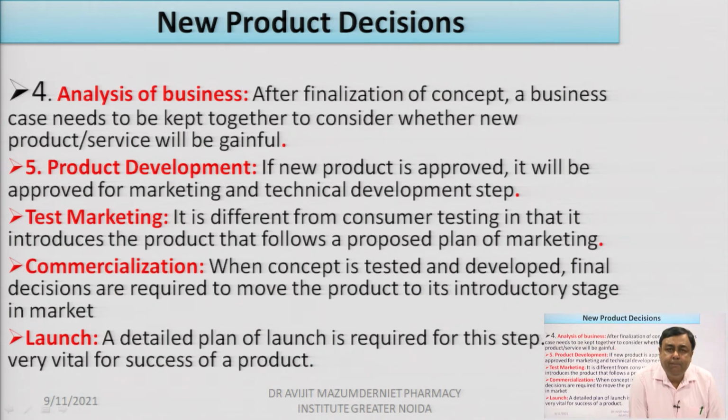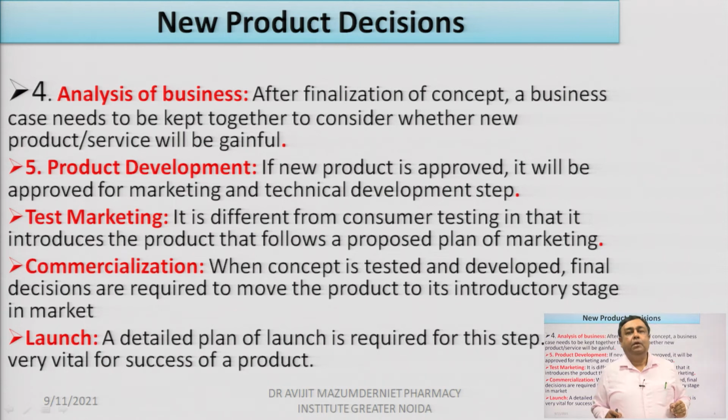What is stage number 5? Stage number 5 is develop your product. So, in stage number 4, you are seeing that I have an idea, I have a concept, and this concept is feasible and financially lucrative. Okay, let us move on to the materialization of that particular concept. That is what we are calling here product development.